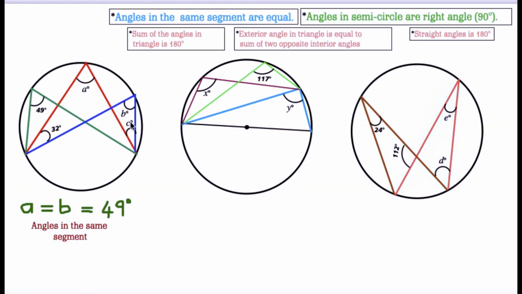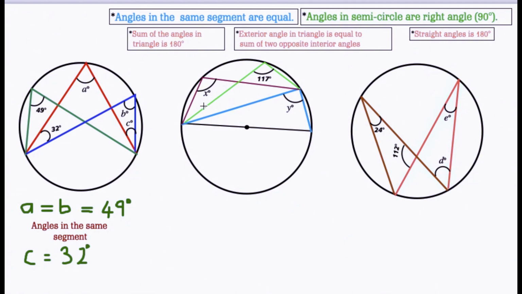Now for angle C, we have this segment here, this angle and this angle are in the same segment. Therefore, C is equal to 32 degrees for the same reason, angles in the same segment.